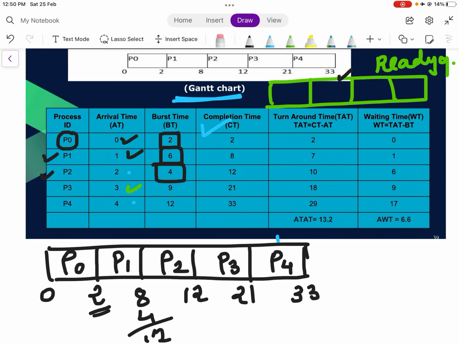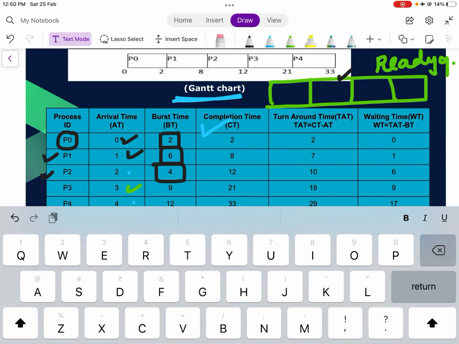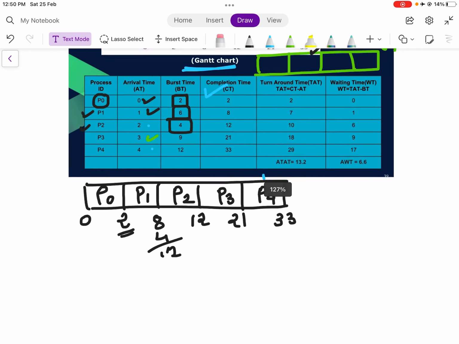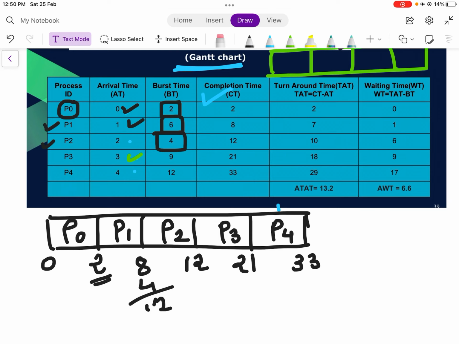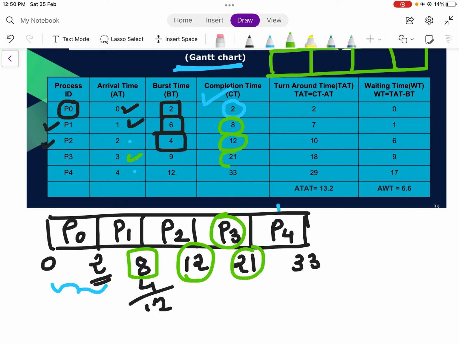So your completion time will be for P0 from 0 to 2 units. So completion time will be 2. For P1 it is till 8. So completion time will be 8. For P2 it is till 12 units. So completion time will be 12. For P3 it is till 21 units. So completion time for P3 will be 21. For P4 it is till 33 units. So completion time will be 33.